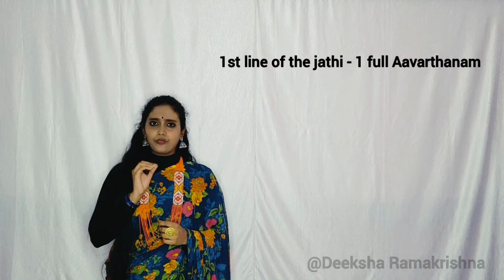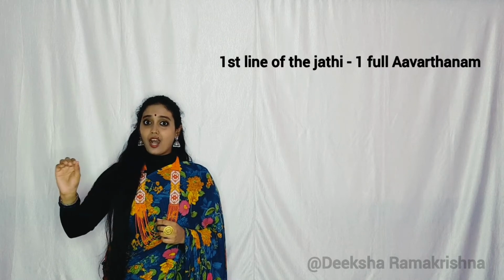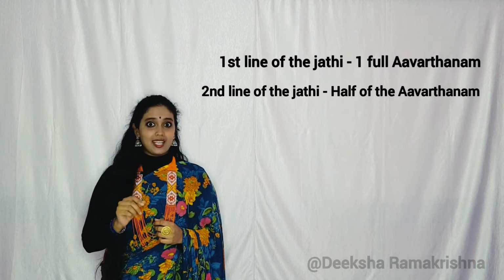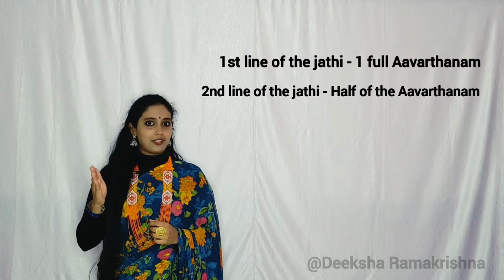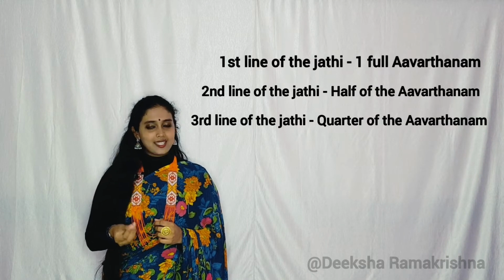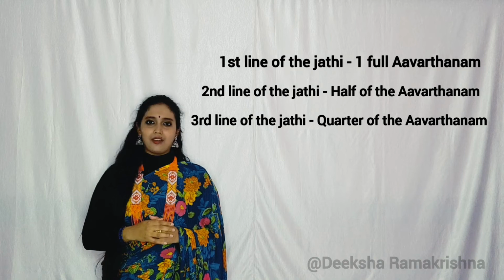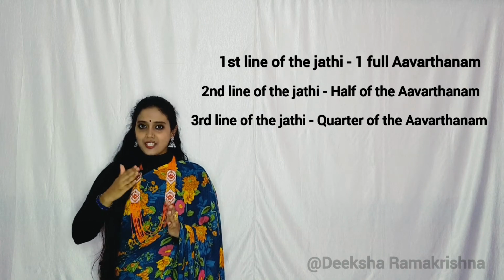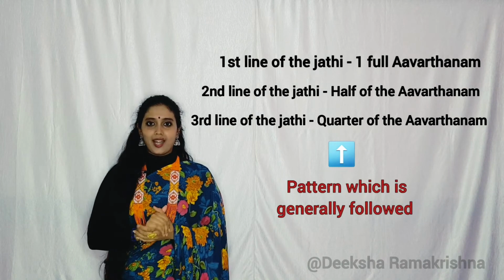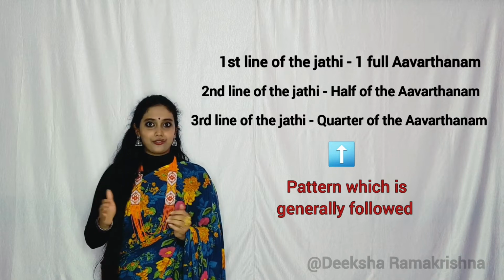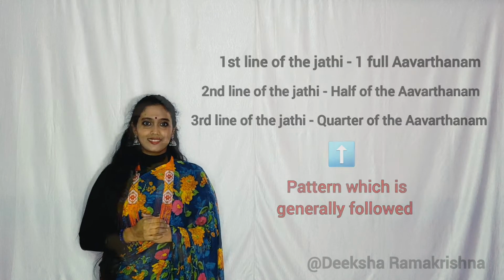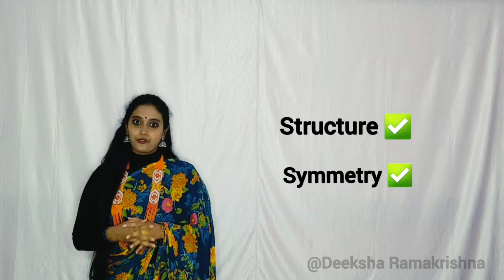So first line of a Jati will be for the entire Avartanam. The second line of the Jati is usually half of the Avartanam and the third line of the Jati is 1/4, that is quarter of the Avartanam. So this is the pattern that we generally follow and this will give us the structure of the Jati. We know about structure and symmetry of Jati, right?